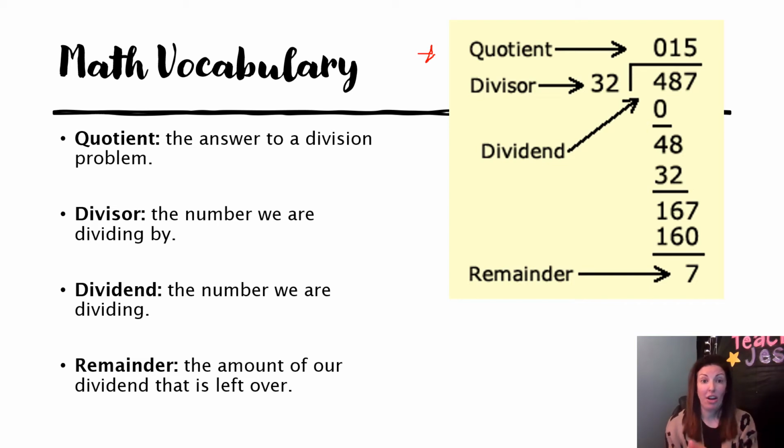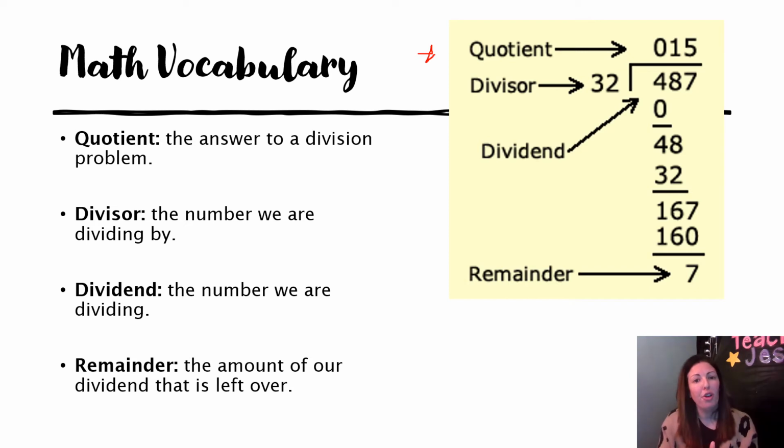As you can see, in our example over on the right, our divisor is 32, which is, whoa, don't worry about that. In 4th grade, we do not have to worry about dividing by big numbers like that. That's just our example that we see. Dividend, that is the number that we are dividing, or the total number that we're starting with. So in our example right here, our dividend, the number that we're starting with, is 487.